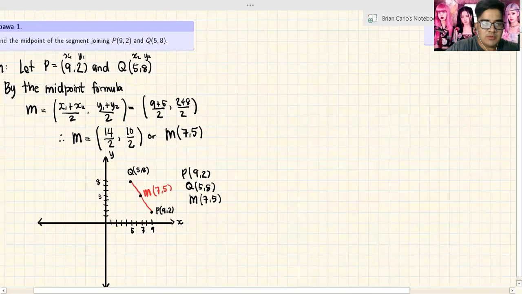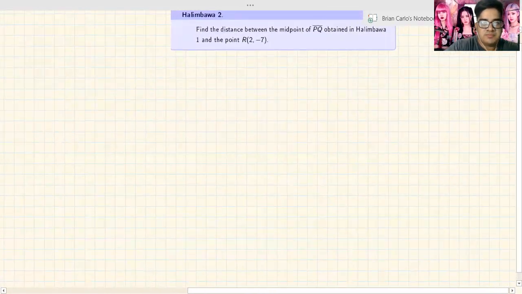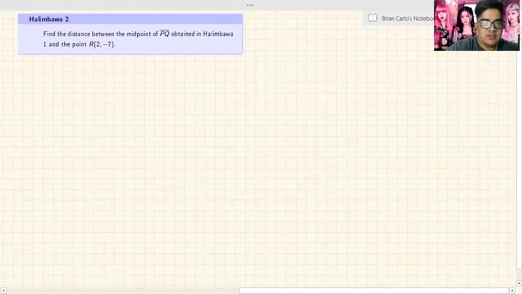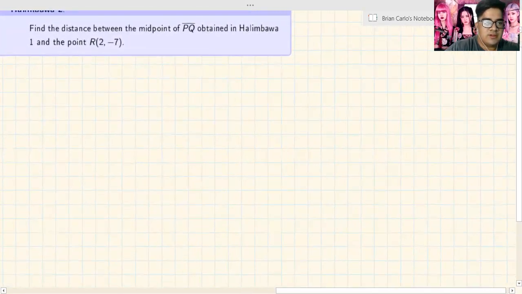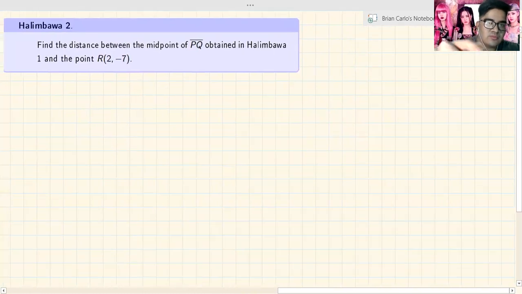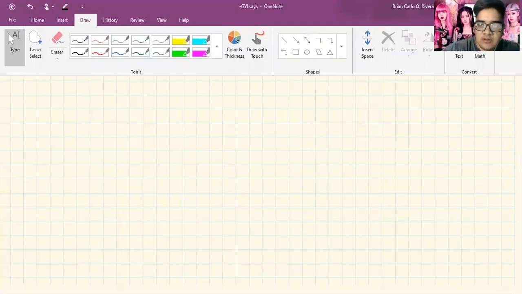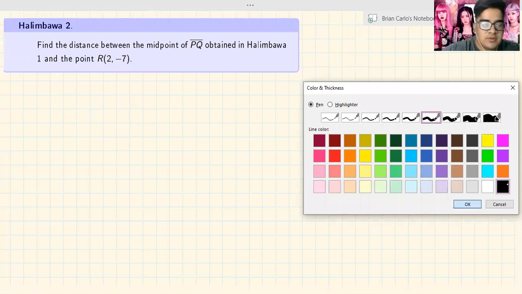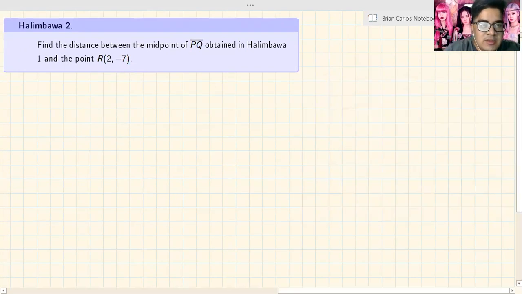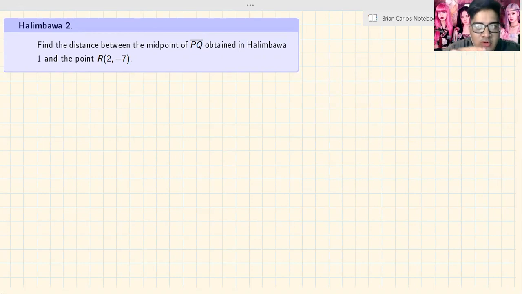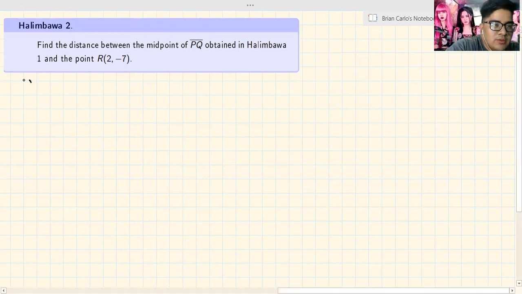Okay? So we have done the first problem. Now let's go to the second problem. Ngayon. Dito tayo and let's zoom in a little bit. Ngayon. Sabi, halimbawa 2. First, let's just change the color of our pen. Okay. Find the distance between the midpoint of the segment PQ obtained in halimbawa 1 and the point R (2, -7). Ngayon, ibig sabihin, connected si halimbawa 1 kay halimbawa 2. Ngayon, nagawin natin solution.